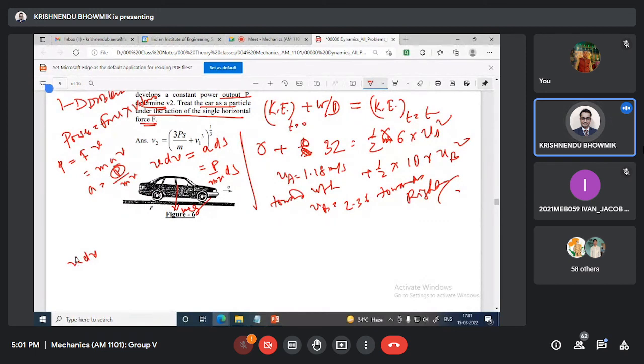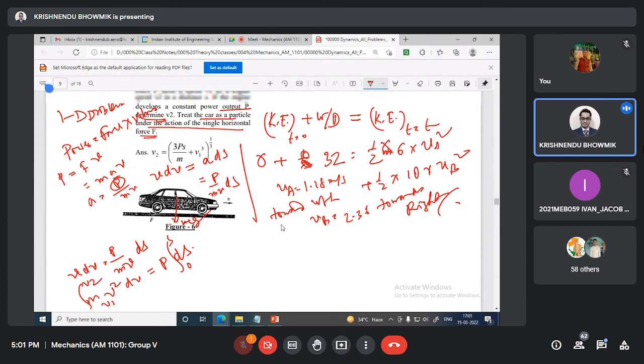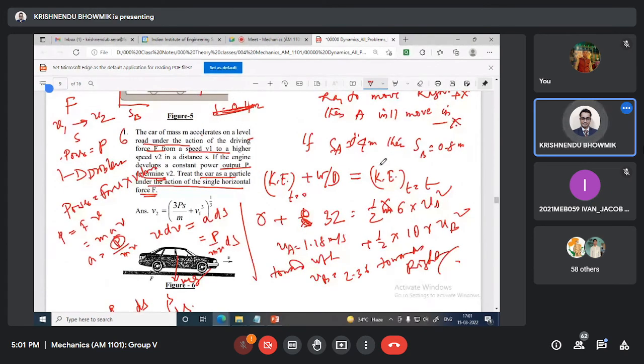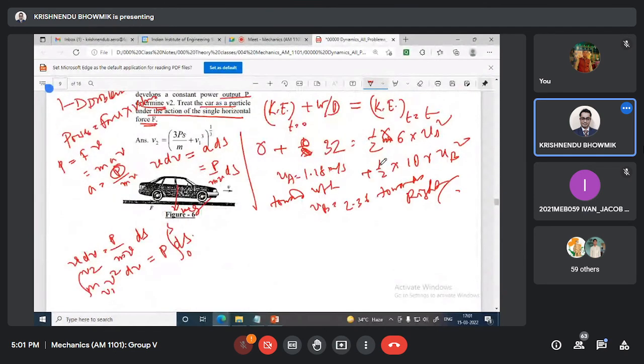V dv equals P by m times ds. So v square dv, m v square dv equals P ds. Take the integration from v1 to v2; P is constant, so 0 to s. It has started from rest, so I consider distance traveled as s basically.